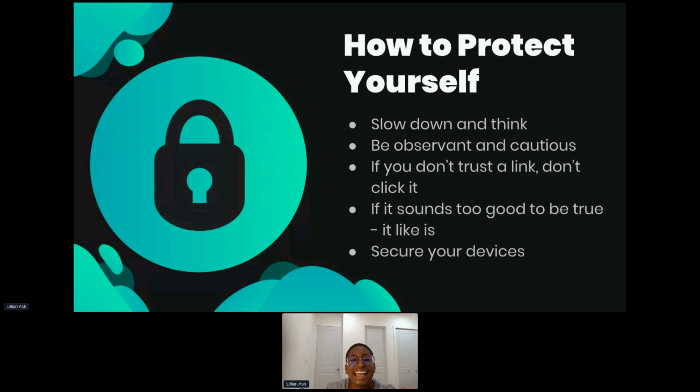Just don't do that. Most email services are pretty good at filtering out spam emails, but if yours isn't, you can go to your settings and make sure that you've adjusted them to put it on high alert and make sure that those get flagged. So that's a little bit about how to protect yourselves. And that's all we have for today.